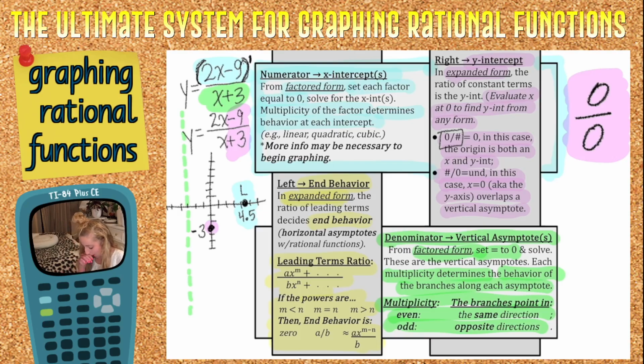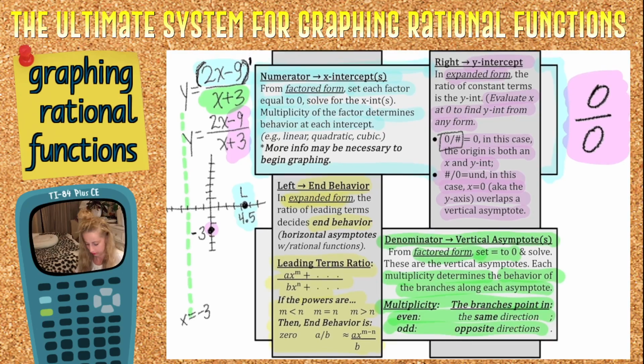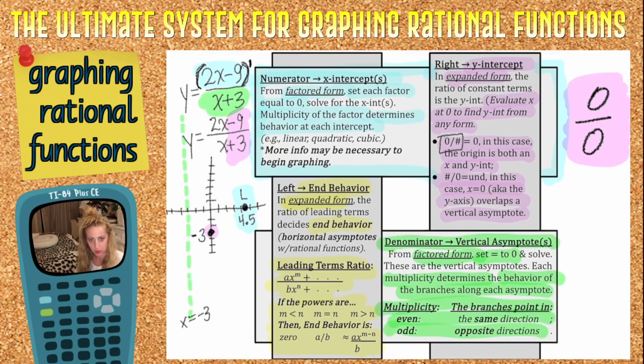So I'm going to label x equals -3 down on the bottom somewhere. I don't want to crowd up the picture too much. I can't move that over more. Okay.